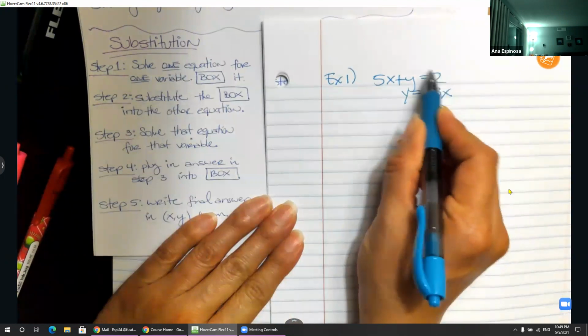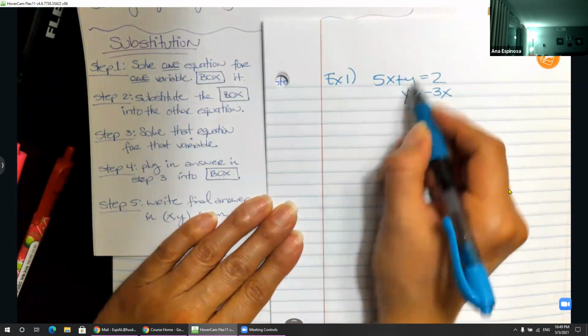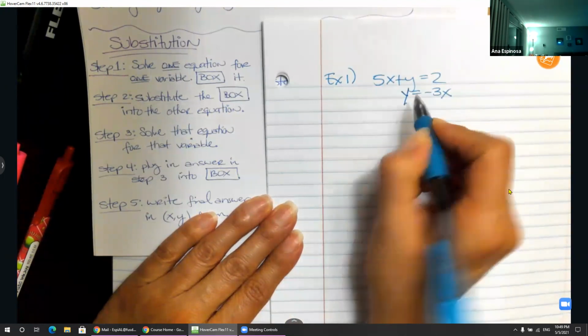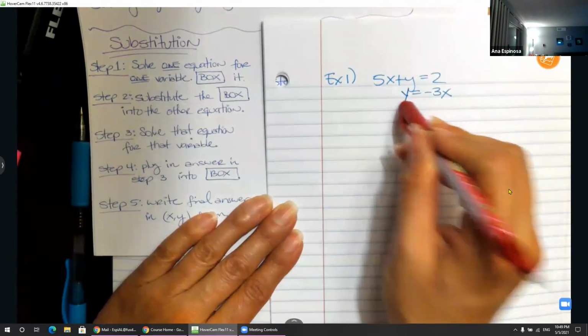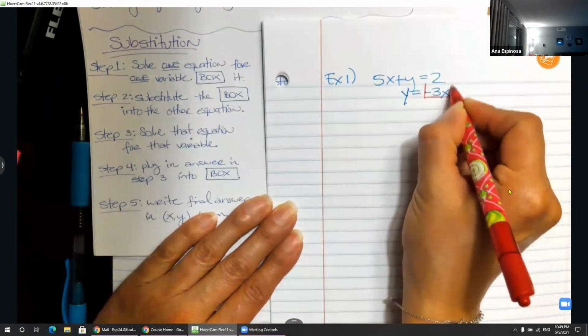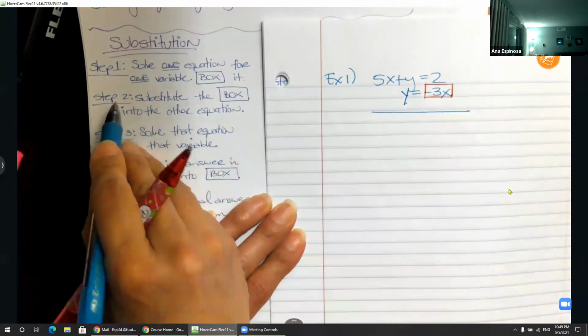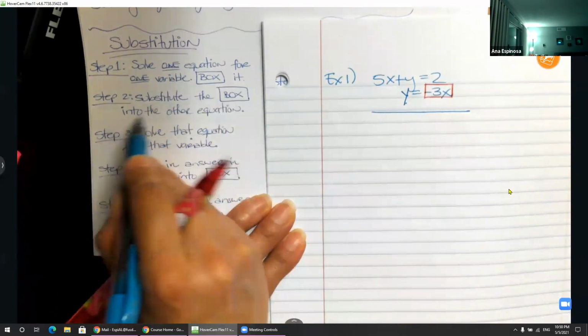So this equation has two variables on the left. But this equation has already this variable by itself. That means that this is already solved for one variable. So then I box it. I box whatever is equal to. Okay. Step 2 says substitute that box into the other equation.